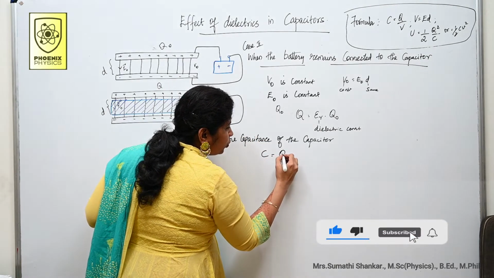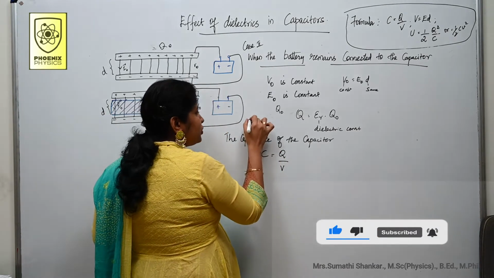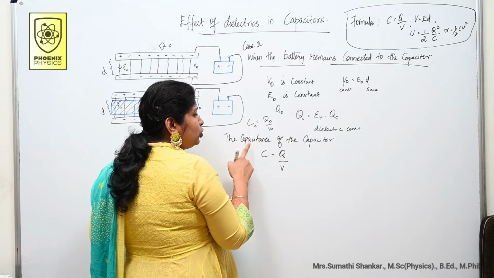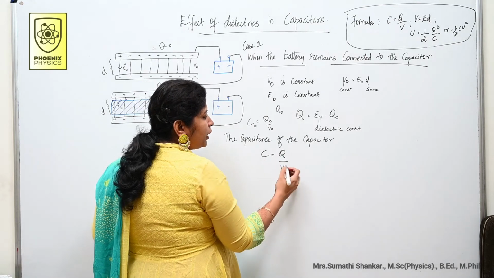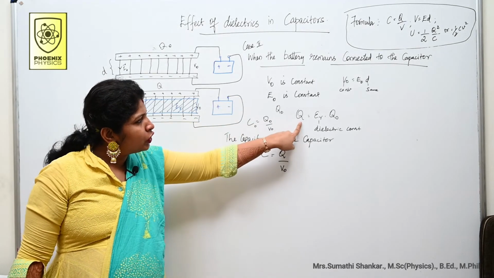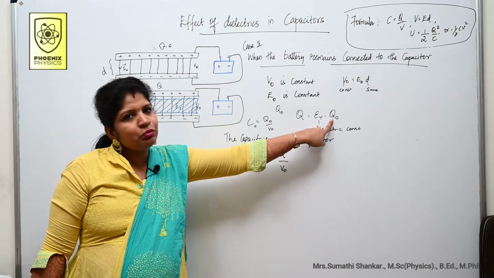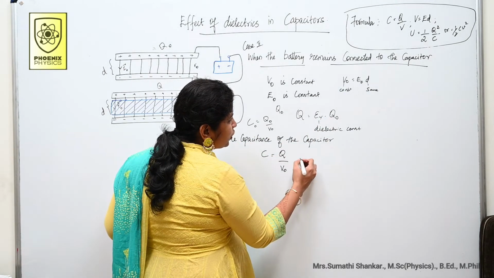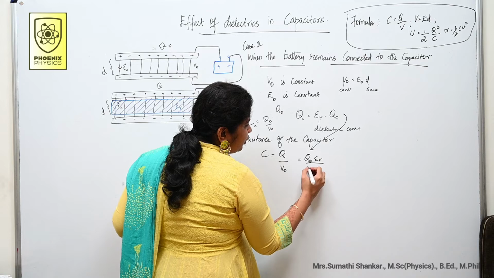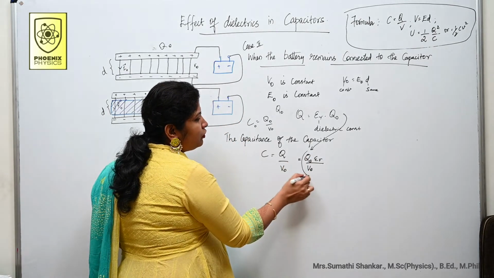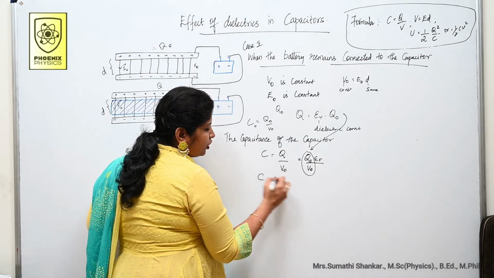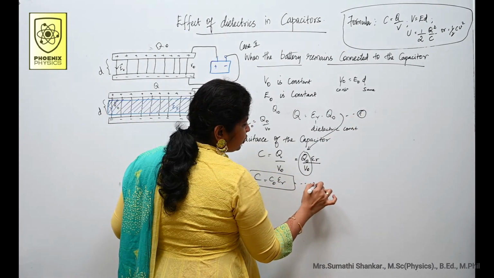The capacitance of the capacitor is increased. C is equal to Q by V. The initial capacitance, the capacitance without dielectric, is Q naught by V naught. The new capacitance is C is equal to Q by V naught. Because V naught is constant, Q increased by epsilon R times Q naught. So instead of Q, you can substitute Q naught epsilon R divided by V naught. What is Q naught by V naught? That is C naught. So C is equal to C naught epsilon R. This is our equation 1 and this is our equation 2.